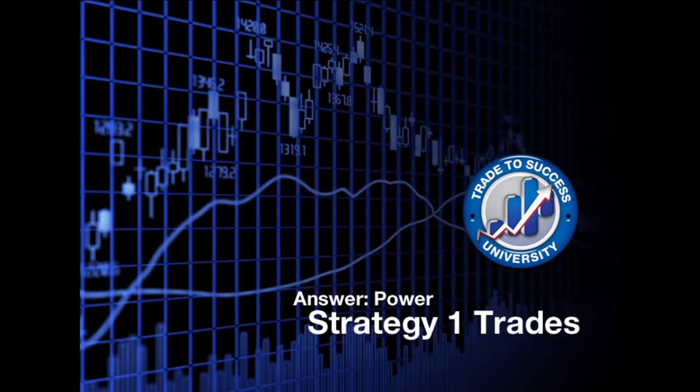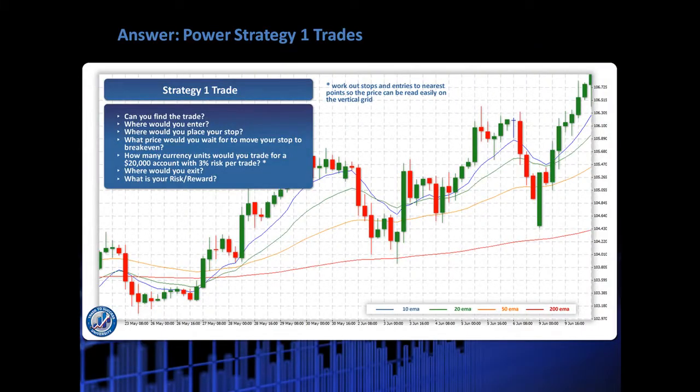Okay, so to go over the answer to the Power Strategy 1 question on the previous page, let's take a look at the chart in question. So we've got this chart here. We know it's a Power Strategy 1 trade. So we know that the C to D leg is going to be agreeing with the general trend of the chart. So pause the video now and identify the trade.